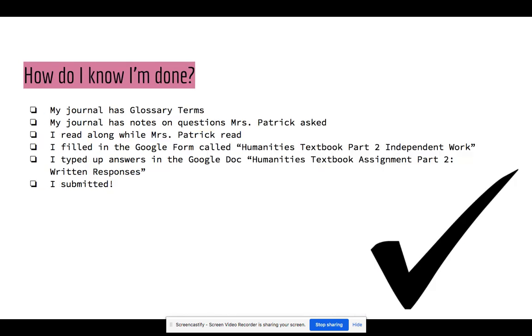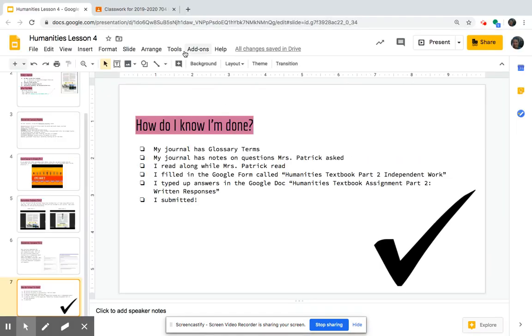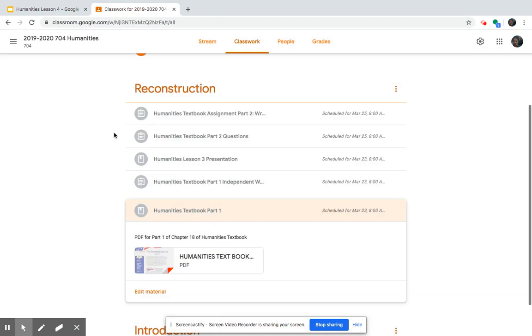So after you do both those things, how do I know I'm done? My glossary is there with the terms in my journal and I've gone over them. My journal has notes on questions I've asked or on thoughts that have come to my mind. I've read along while Miss Patrick read. I did the Humanities textbook part 2 independent work and I typed up my answers in the Google Doc and I submitted. One more time, I'm going to let you know how to get to those things.